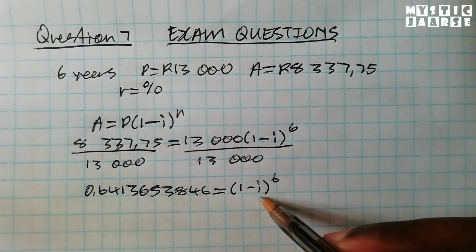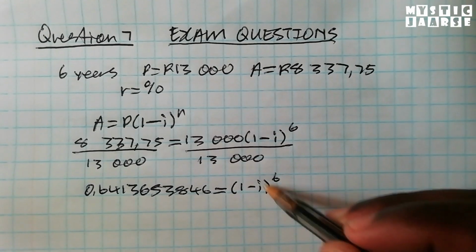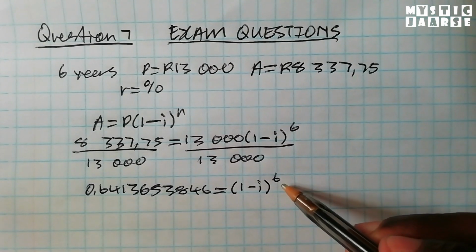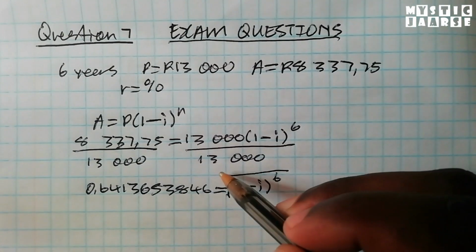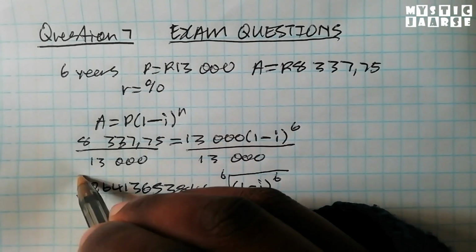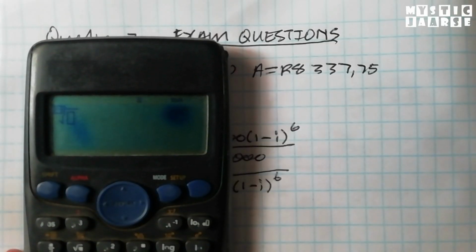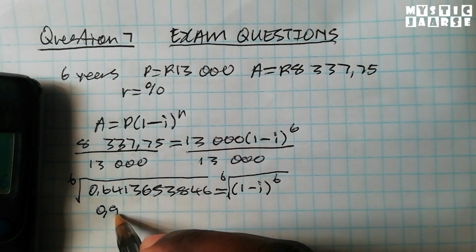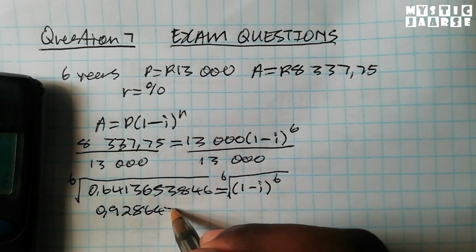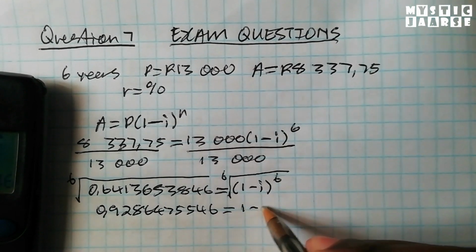Now our goal is to isolate i, right? And i is inside these brackets to the power of 6. Now in order for us to get rid of the 6, we need to take the 6th root of the whole thing, and what we do on the right hand side, we also do on the left hand side. The 6th root of our answer is 0.92864755546 is equal to 1 minus i.